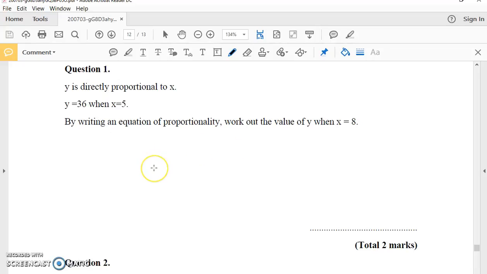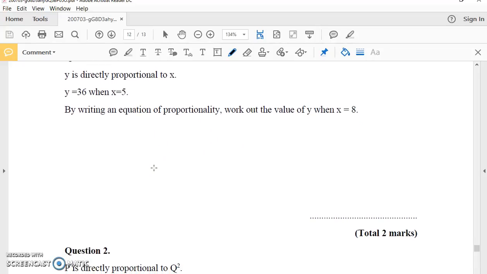Alright, so this one we're going to look at direct and indirect proportionality. When I look at a direct proportion, that means I have an equation in the form of y equals kx. So when I look at my equation, what I can do is use the values that I know to find out what my k value is.